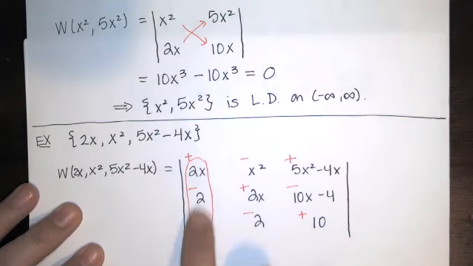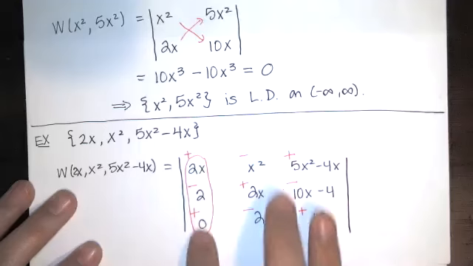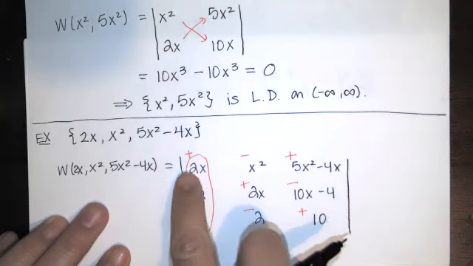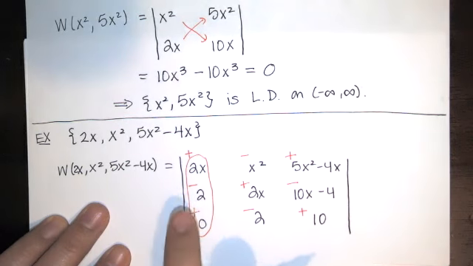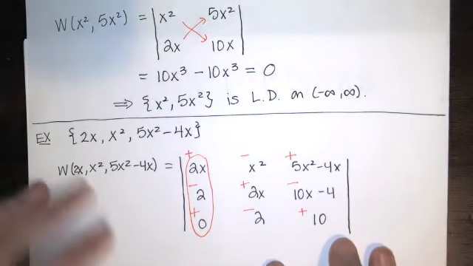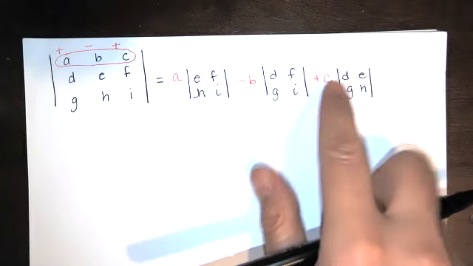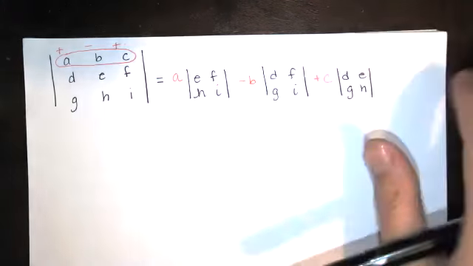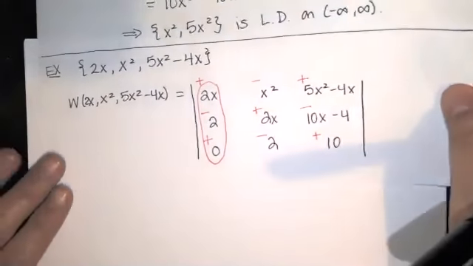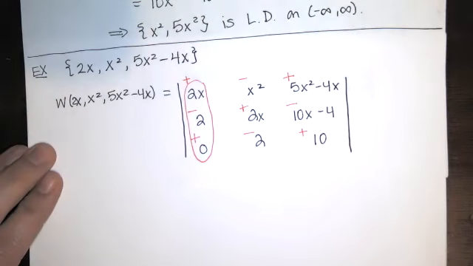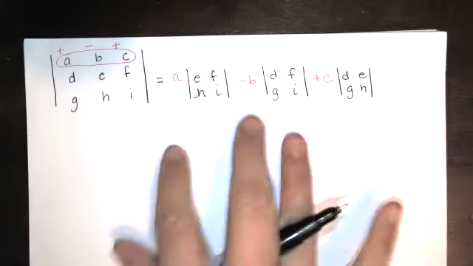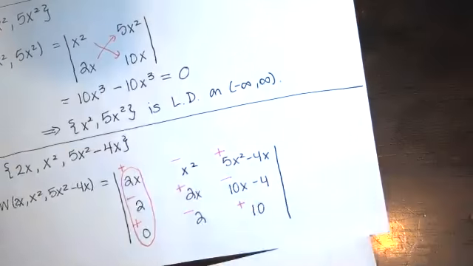Now I'm using this column because it has a 0 in it. And you can see why we want to expand along a row or a column that contains a 0, because I'm going to have 2x times a 2 by 2 determinant, minus 2 times a 2 by 2 determinant, plus 0 times a 2 by 2 determinant. And since I've got a 0 here on this last one, 0 times anything is 0. So it's gone, and it just reduces the amount of computation we have to do if we choose the row or column that has a 0 in it. So let's evaluate this now using this definition that we've listed here.